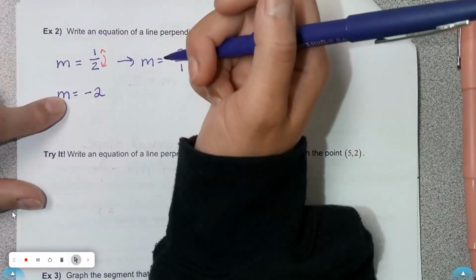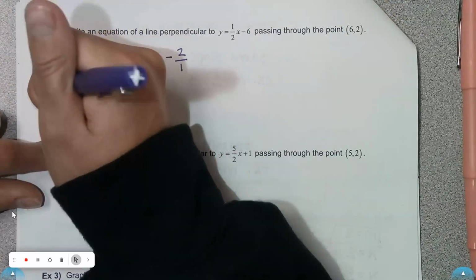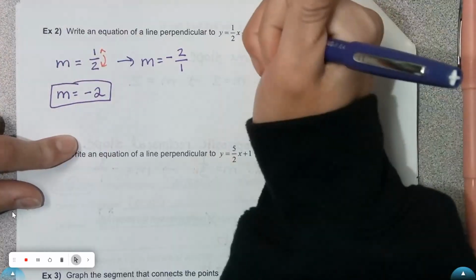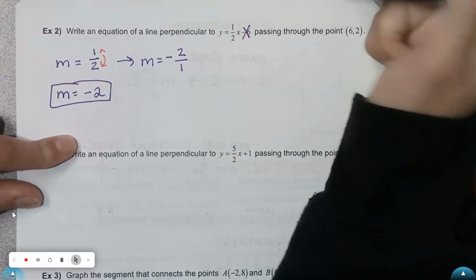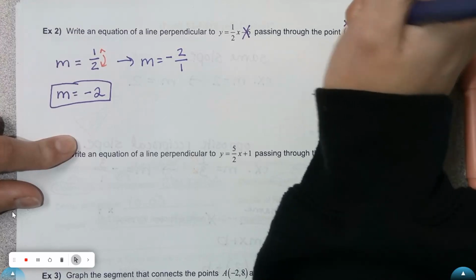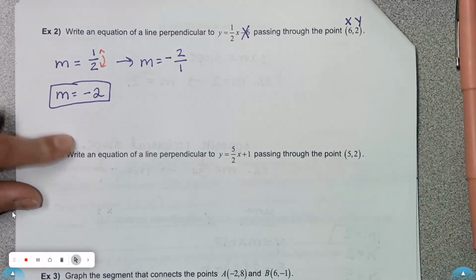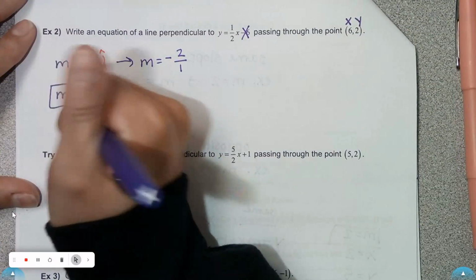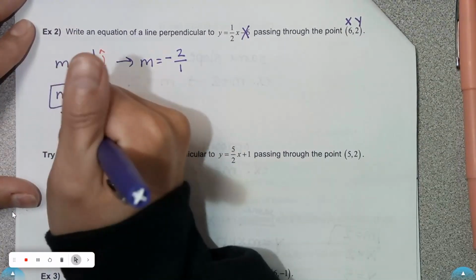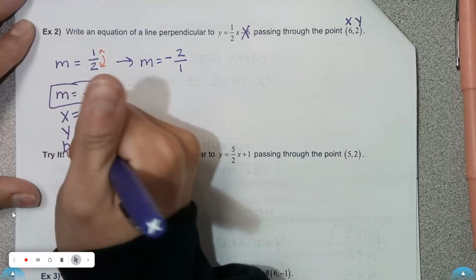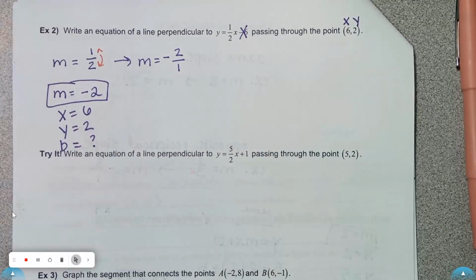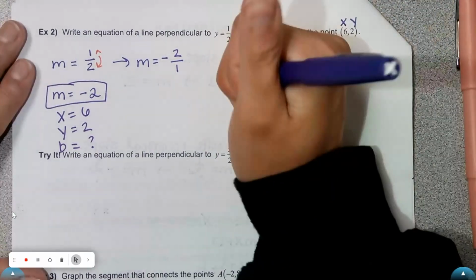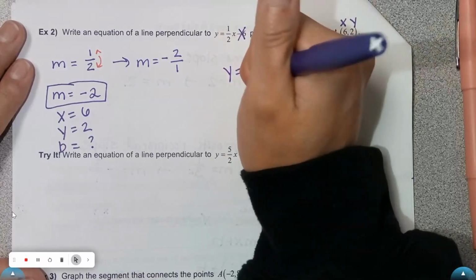Okay, so now that I have my new m, this is the m that I want. Okay, this minus 6 I can ignore. And then I want to use this x and this y. So my x here is 6, my y is 2, and my b is question mark. Okay, I'm going to plug those values into y equals mx plus b.